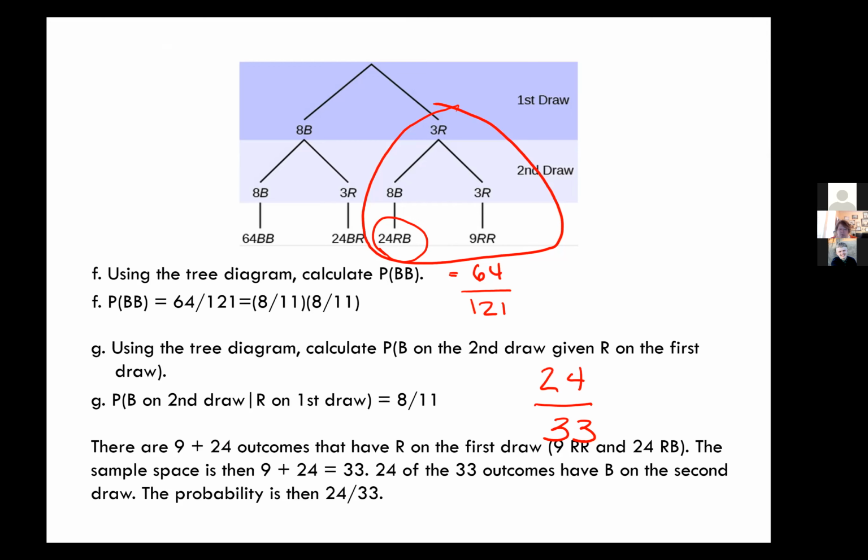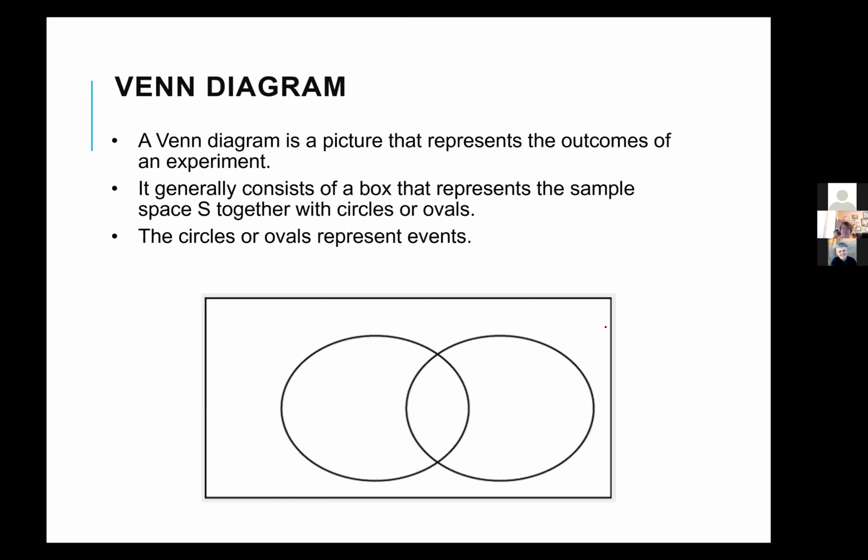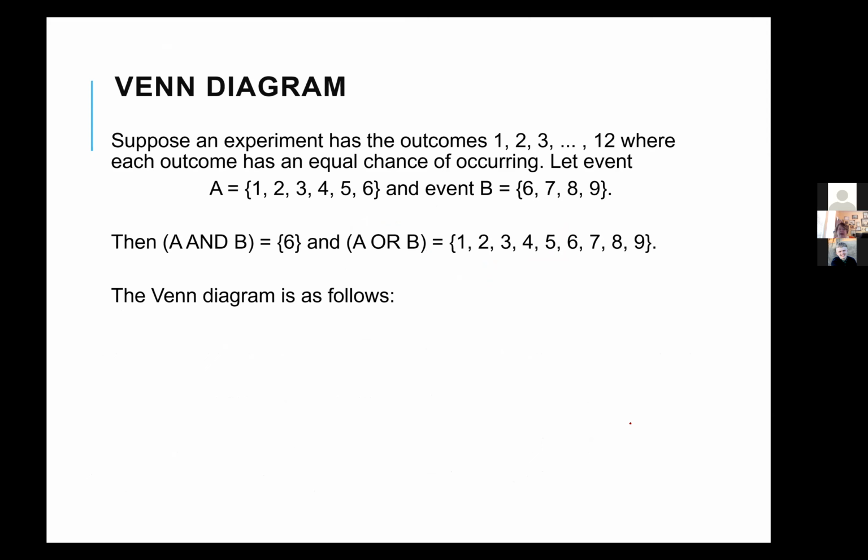Okay, so tree diagrams. Venn diagrams. We draw a rectangle that represents our sample space, and each of our circles represents an event. So suppose an experiment has the outcomes 1, 2, 3 through 12, where each outcome has an equal chance of occurring. Let event A be 1, 2, 3, 4, and 5, and event B be 6, 7, 8, and 9.